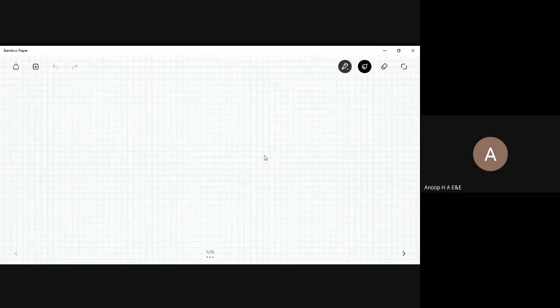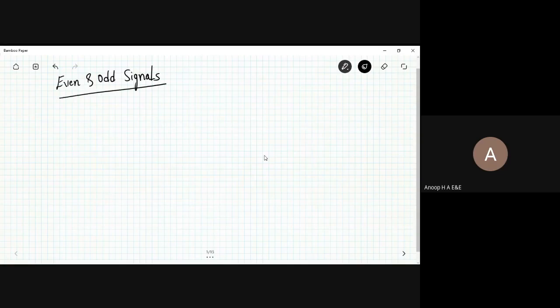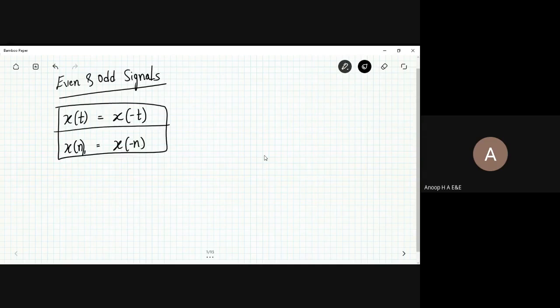So what we discussed in the previous class was the even and the odd signal. Let me brush up a little on the concepts we discussed in the previous class. So it is the even and the odd signal. What is the condition to be specified for an even signal? x of t will be equal to x of minus t, and x of n will be equal to x of minus n. These are the conditions to be specified for the even signal.